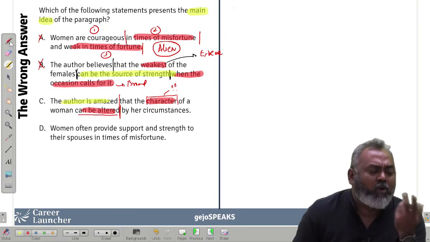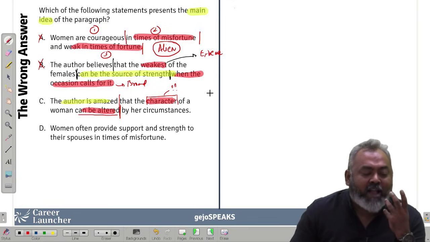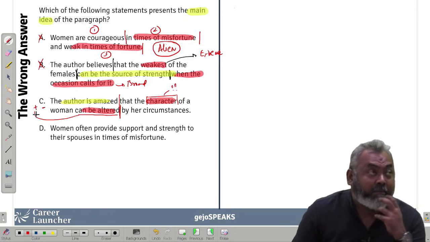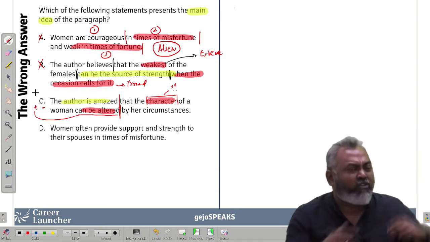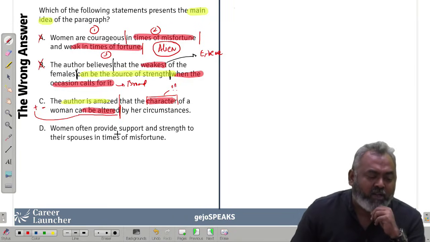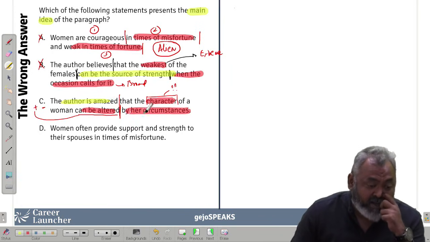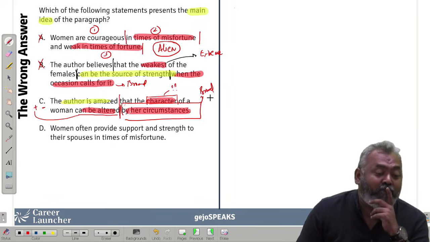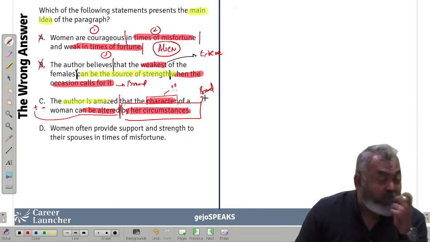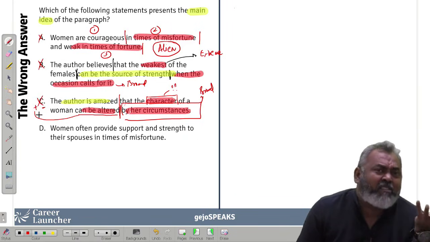Altered. What do you mean altered? Altered can go in either direction. I can have a positive alteration, I can also have a negative alteration. That can go both ways, right? But the author was very clear, the author was kind of positive. Anyway, there is a very easy thing to look at, which is that this says "by her circumstances." Ladies and gentlemen, that is too broad. The context is definitely misfortune, by the way. So you eliminated A, B, C. Answer is D.